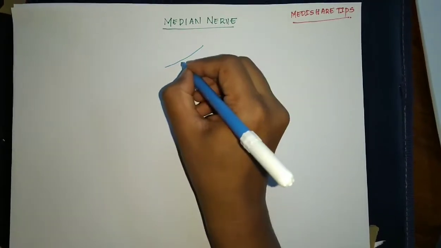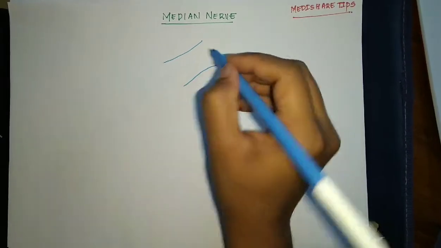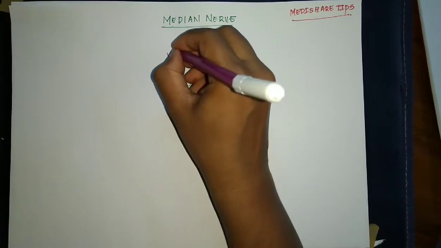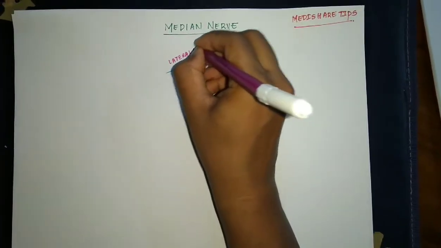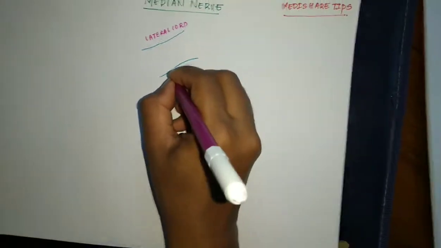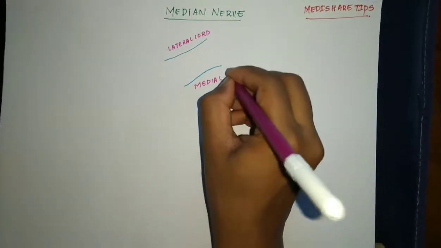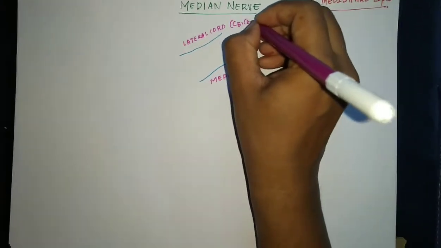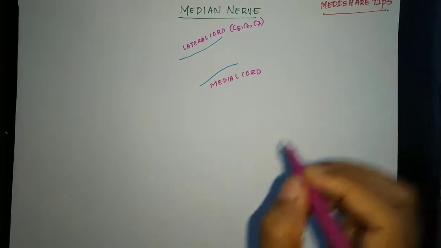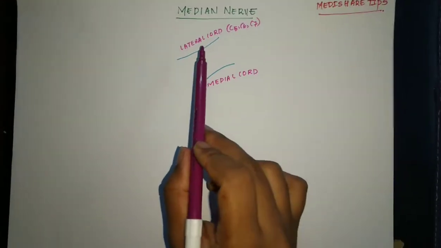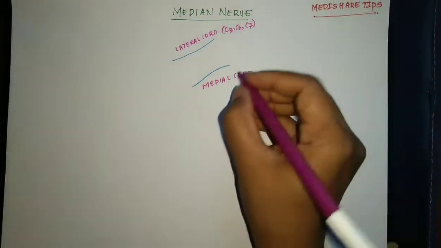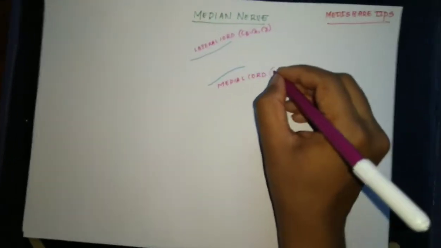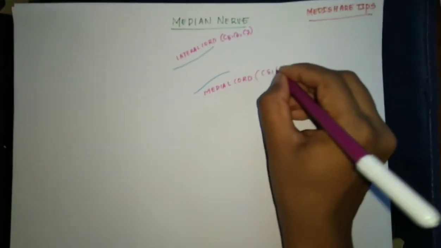Suppose this is the lateral cord of the brachial plexus, and this is the medial cord. We know that the root value of the lateral cord is C5, C6, C7 because it is formed from the anterior division of the upper trunk and the middle trunk. The root value of the medial cord, which is a continuation of the anterior division of the lower trunk, is C8 and T1.